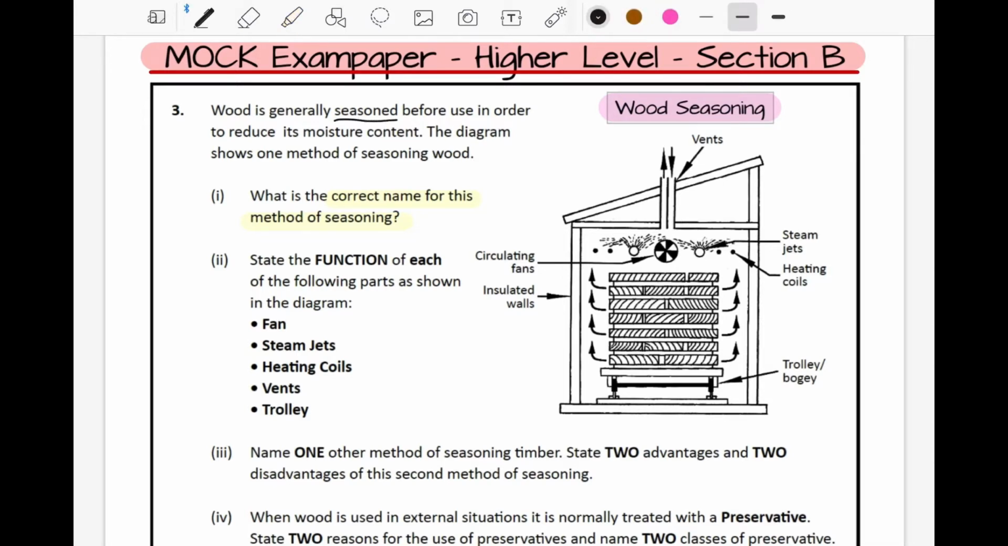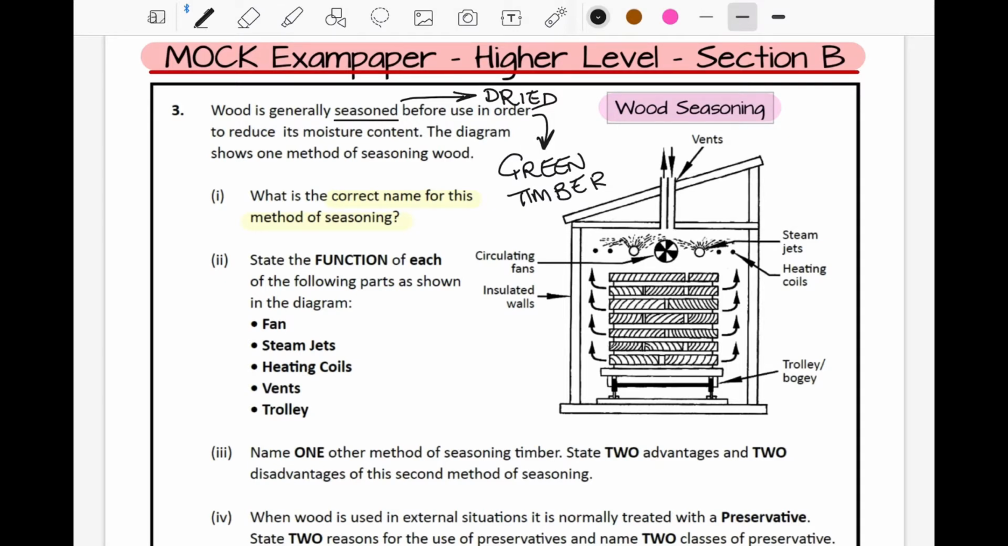A little bit about this before we go any further, and that is just to go back over and revise. What does seasoned mean? It means dried. All wood needs to be dried before we can use it. It's no good to us wet. While it's wet, just to remind you, it's called green timber. Timber freshly cut or freshly felled is called green timber.